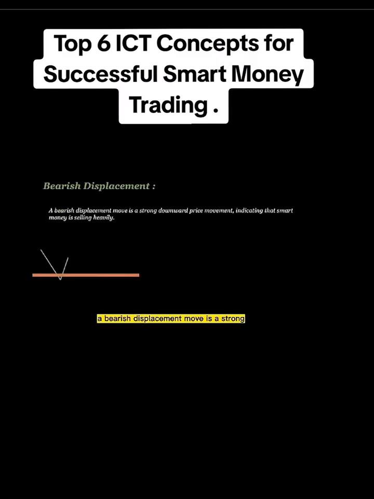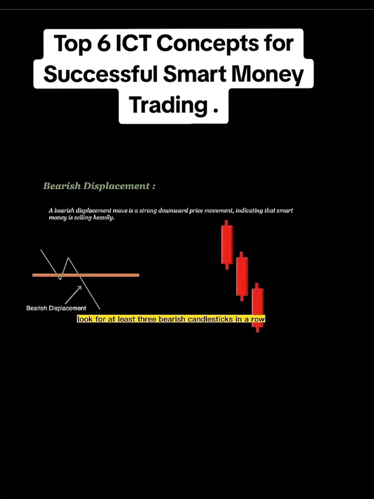A bearish displacement move is a strong downward price movement, indicating that smart money is selling heavily. To recognize a bearish displacement move, look for at least 3 bearish candlesticks in a row. These candlesticks should have large bodies and little to no wicks. The price should drop with strong momentum and limited retracements.